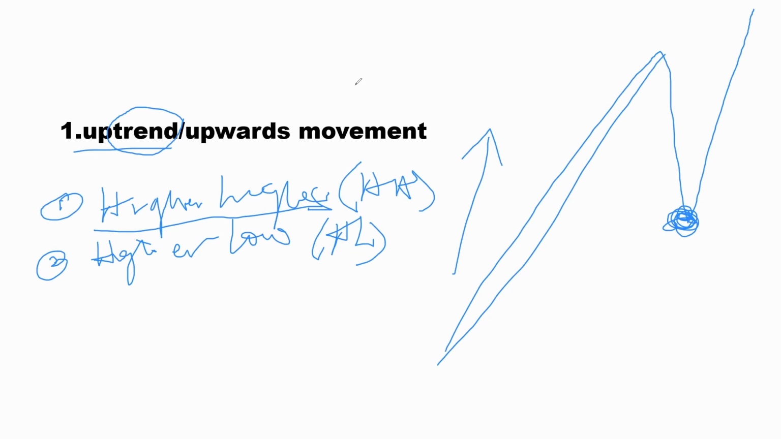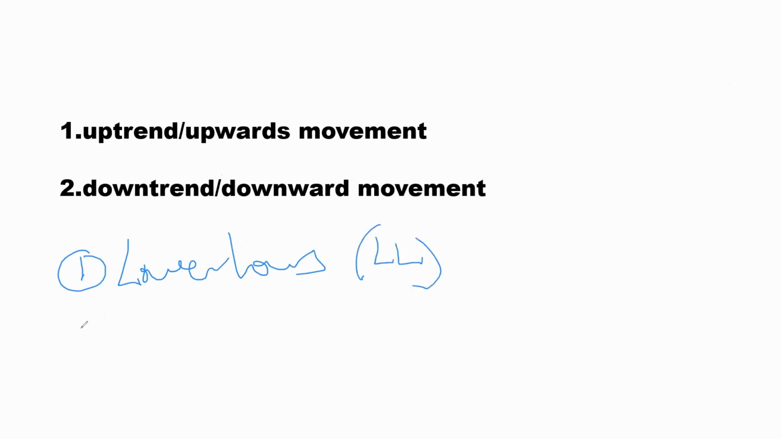The second one is what we call the downtrend. It's just the opposite of the uptrend. So what's the behavior or the characteristic of the downtrend? One, I hope you can guess by now, we are making what we call lower lows, right? I will abbreviate it as LL. Then the second one is we are making lower highs. I'll abbreviate it as LH, right?